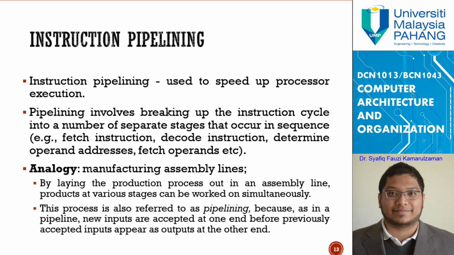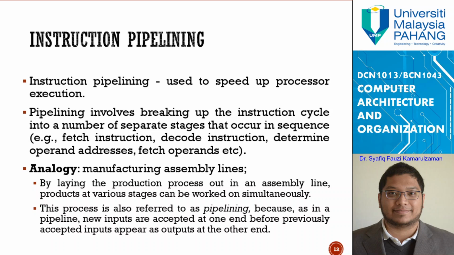Then we have what we call instruction pipelining. Instruction pipelining is what your PC does, and it's a kind of algorithm used to speed up the processor execution. Pipelining involves breaking up the instruction cycle into a number of separate stages that occur in sequence. You remember the 5 things that I mentioned before: fetch instruction, decode instruction, fetch data, process data, and write data. All of those, as one instruction cycle, will be split into several stages.